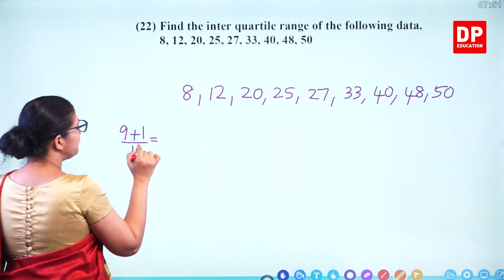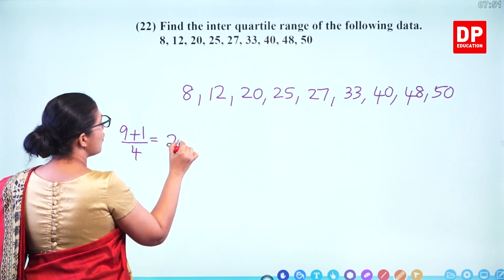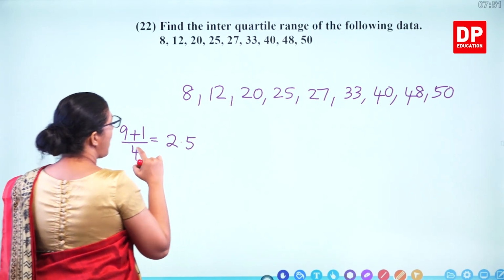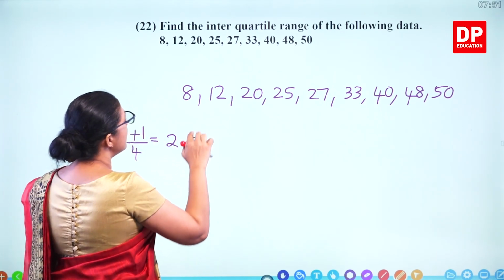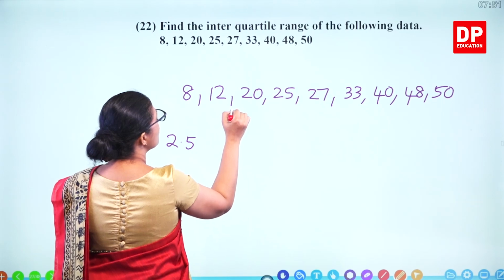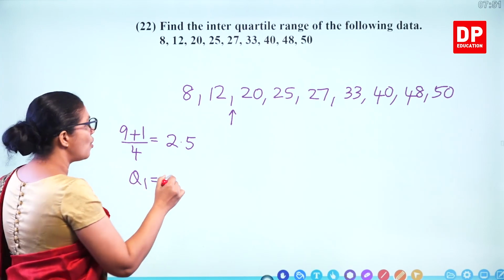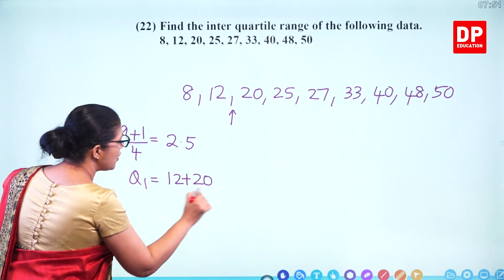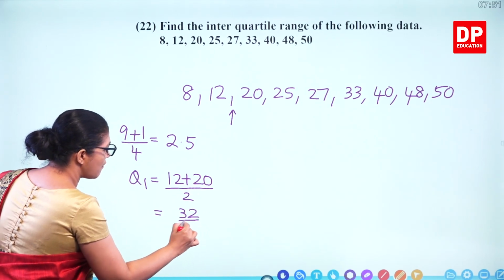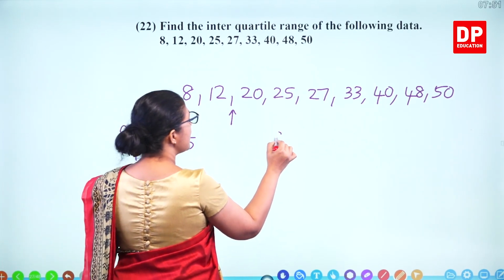10 divided by 4 gives 2.5. So the position is in between 2 and 3, in between 12 and 20. That's Q1. So we add and divide by 2. 12 plus 20 is 32, divided by 2, that's 16. That's Q1.